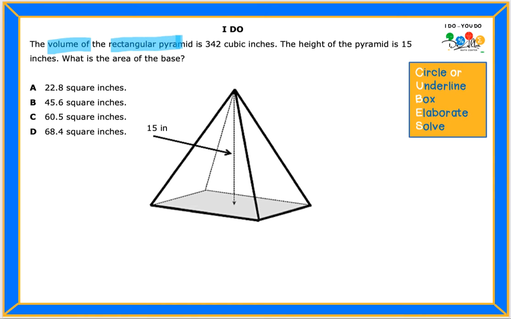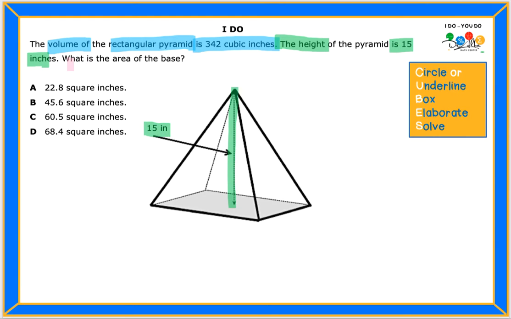It says the shape is a rectangular pyramid, and it says the volume is 342 cubic inches. In the next sentence, they talk about a different measurement. Now they talk about the height, and they said it's 15 inches. The height is always the distance between the tip of the pyramid and its base. So this is the 15 they mentioned.